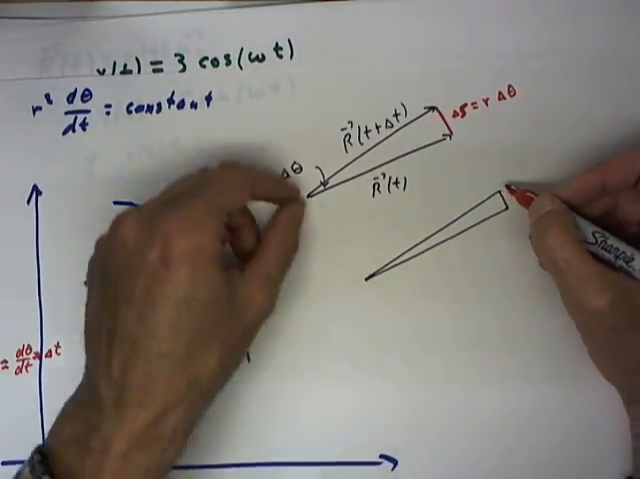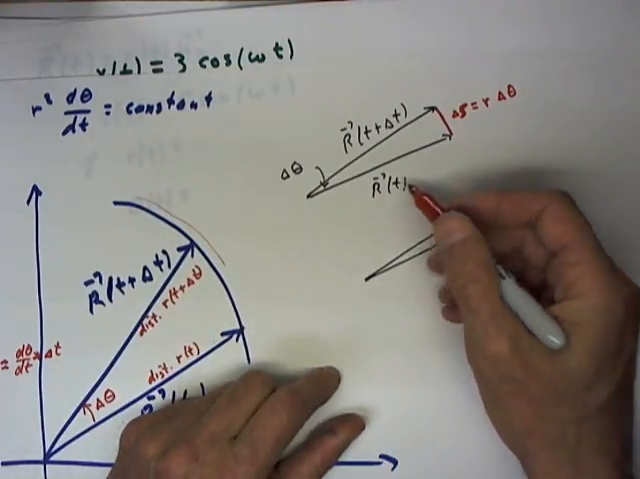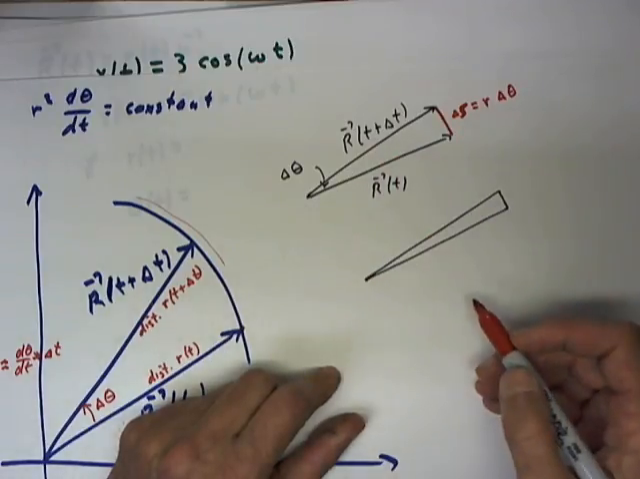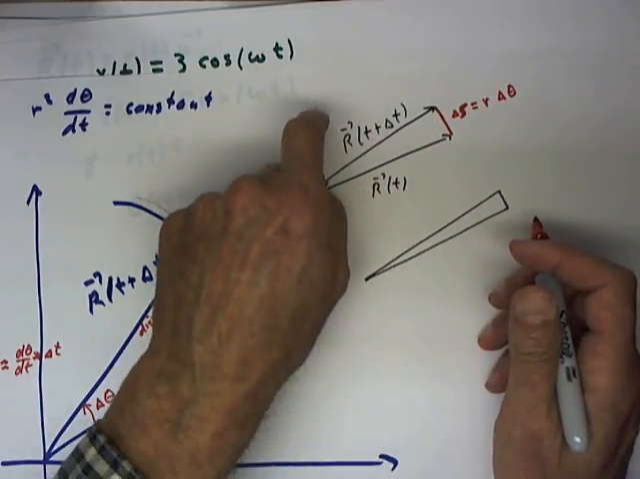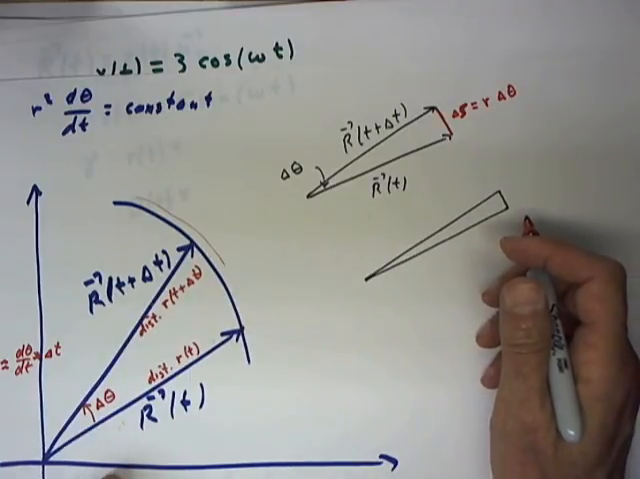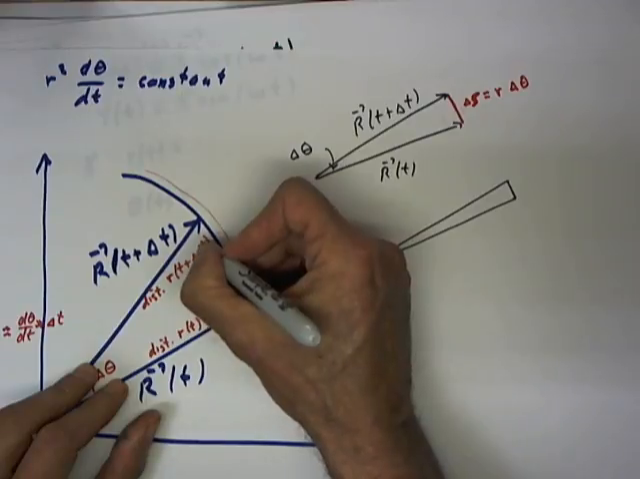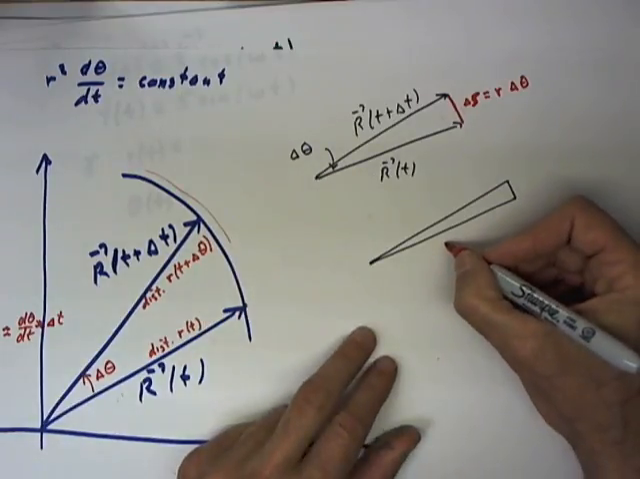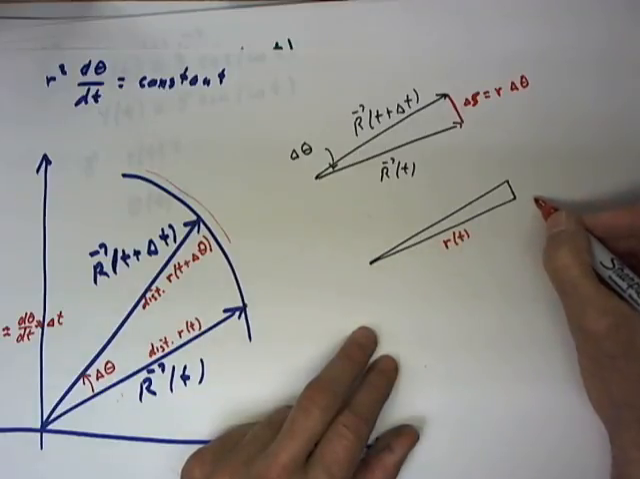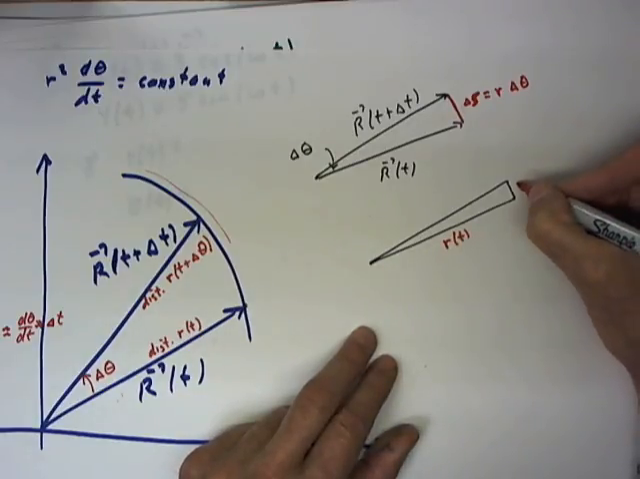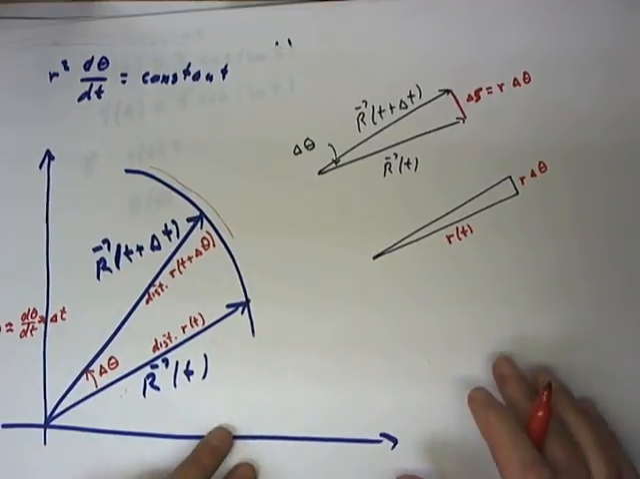In that case, if delta theta is small, which will be the case if delta t is small, this triangle is an approximate right triangle. Now, the magnitude of r of t and r of t plus delta t is pretty much the same. They don't vary by much, so I'm going to just let r of t stand for this side of the triangle and r delta theta for this side of the triangle.